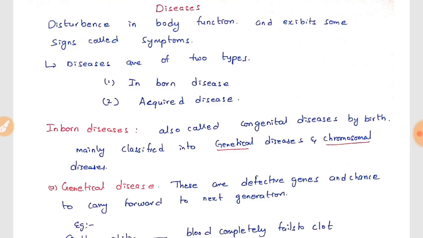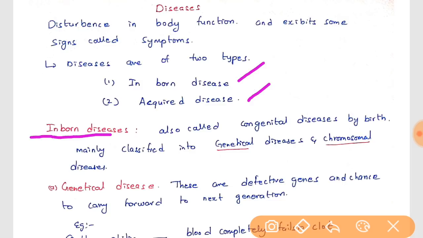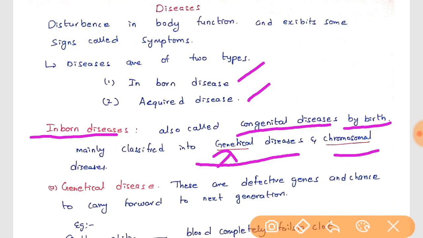So these diseases are of mainly two types friends. One is inborn diseases or acquired diseases. What is inborn disease? This is also known as congenital diseases. It comes by birth friends. It comes by birth, mainly due to the problems in genetics or chromosomes in our body friends. This genetical disorder and chromosomal disorder causes some diseases from our birth itself, and these are called inborn diseases.